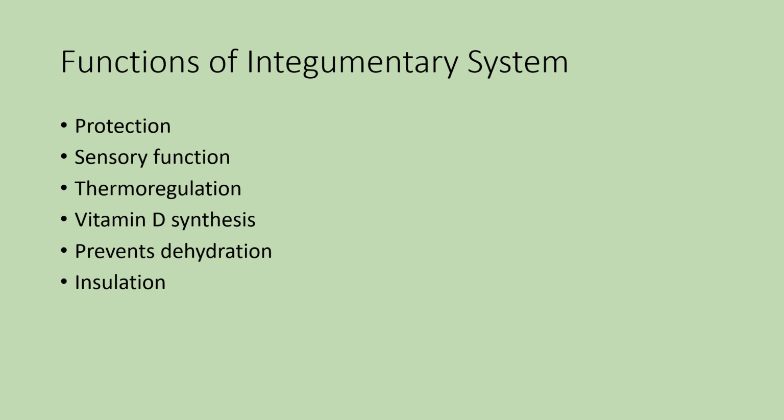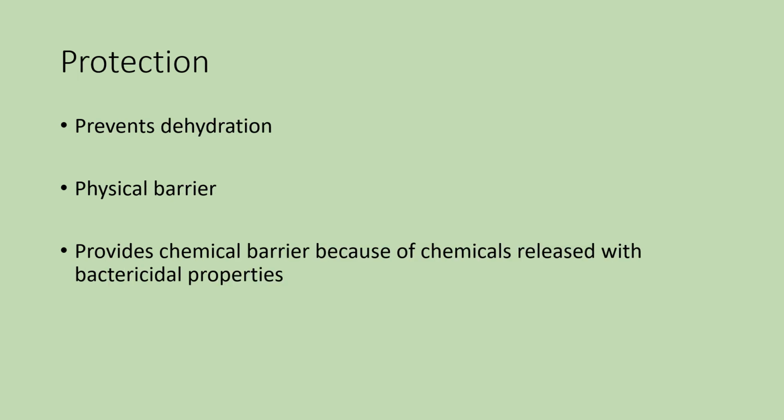So what are the overall functions of the integumentary system? Well, there are several of them. Number one, protection, sensory function, thermoregulation, vitamin D synthesis. They help prevent dehydration, and for insulation. So for protection, it helps to prevent that dehydration because of the waterproofing properties. It's helping to keep as much of the water and moisture internal and not just having it drain out of you from your skin. It's also a physical barrier.